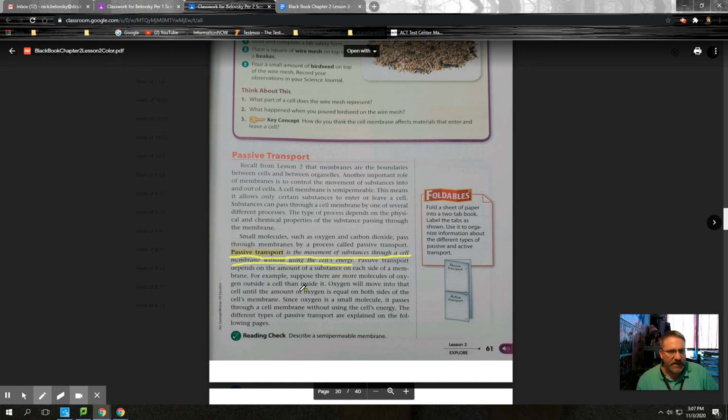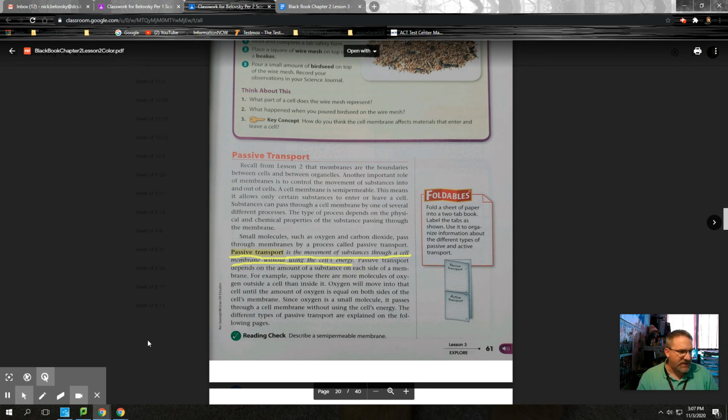You should know if you need to pause, go ahead and hit pause when you need, if there's some of these that you don't have right or if you've made a mistake. But I'm just going to assume right now that you got them all anyway. All right. So passive transport is the movement of substances through a cell membrane without using the cell's energy.